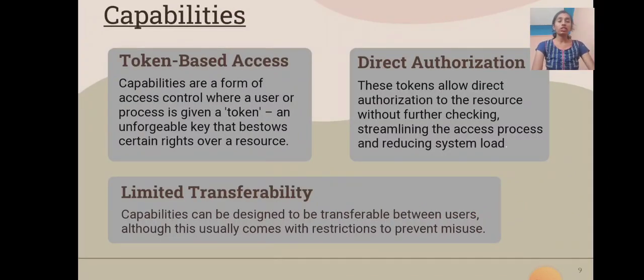Let us move on to the capabilities of access matrix. Token based access. Capabilities are a form of access control where a user or process is given a token, an unforgeable key that bestows certain rights over a resource. Direct authorization. These tokens allow direct authorization to the resources without further checking, streamlining the access process and reducing system load. Limited transferability. Capability can be designed to be transferable between users, although this usually comes with a restriction to prevent misuse.